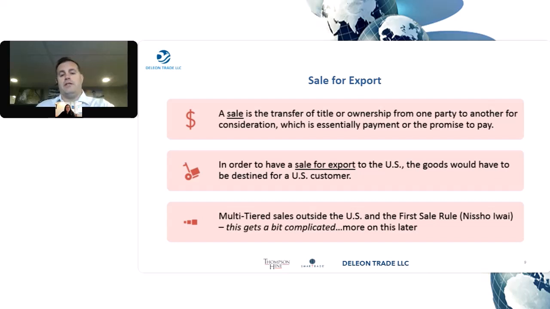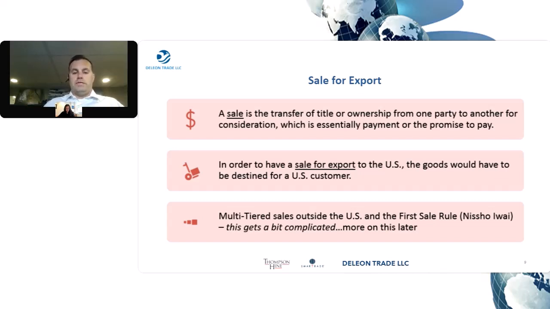Okay, one of the other elements of transaction value is there has to be a sale for export. It's basically a transfer of title or ownership from one party to another for consideration, usually money, right? And in order to have a sale for export to the U.S., the goods have to be destined for a U.S. customer at time of importation, or at time of the sale.